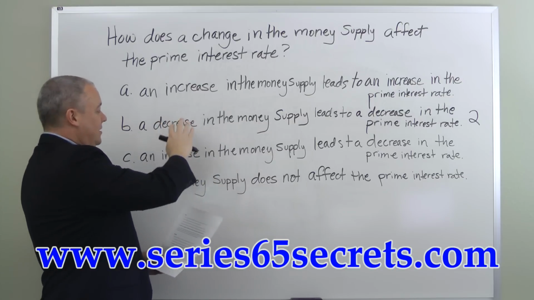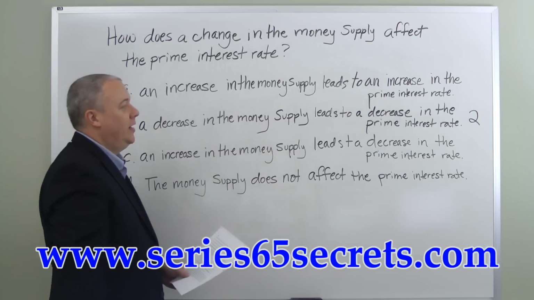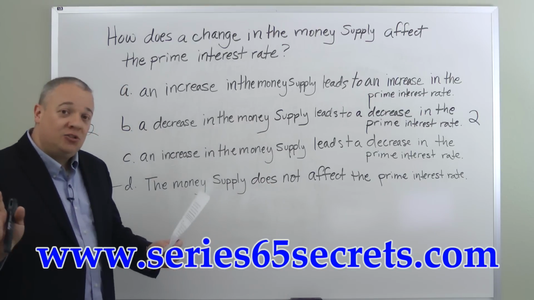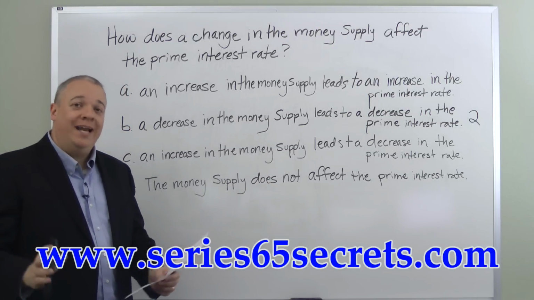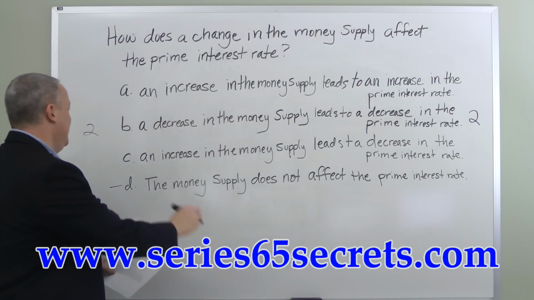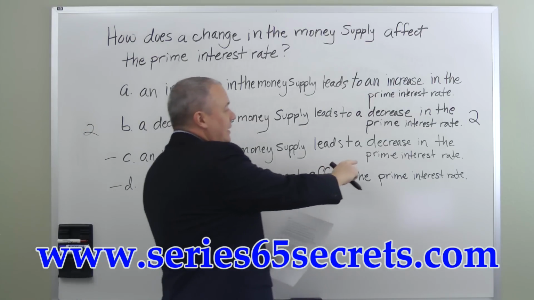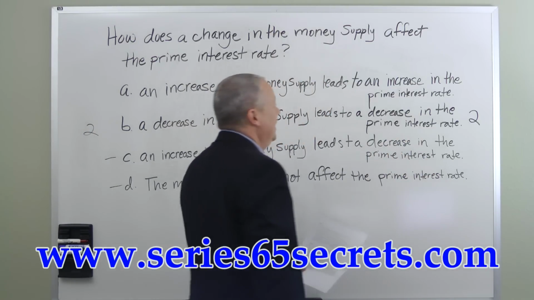Once you take this into account, the fact that the word increase is used twice here and decrease is used twice over there, if you can find those 2 things that are mentioned most often in one answer, that is most likely the correct answer. And what we have then is C. An increase in the money supply leads to a decrease in the prime interest rate.